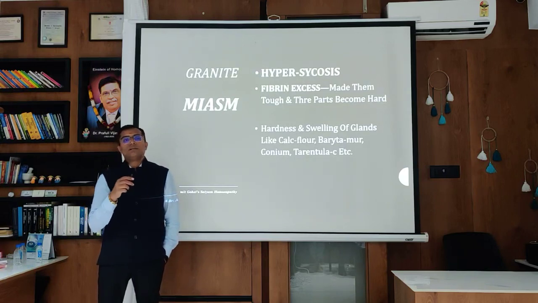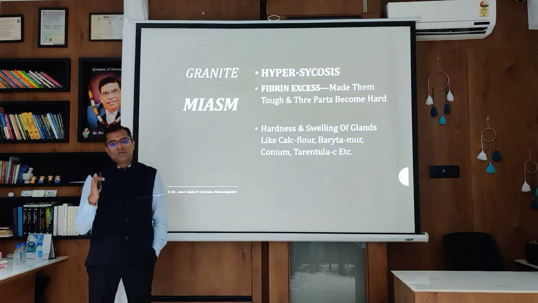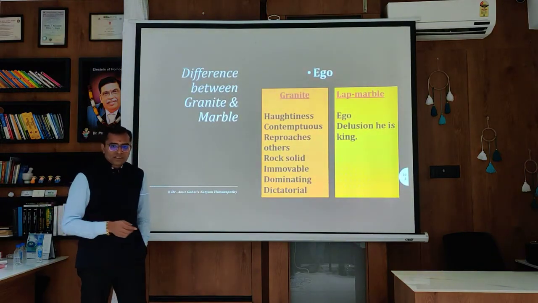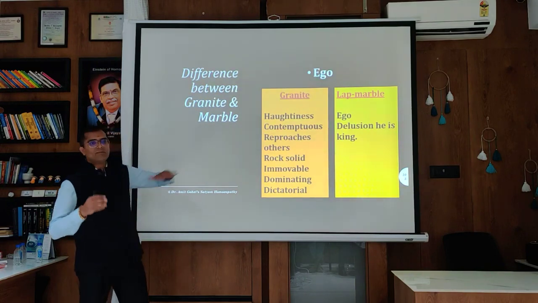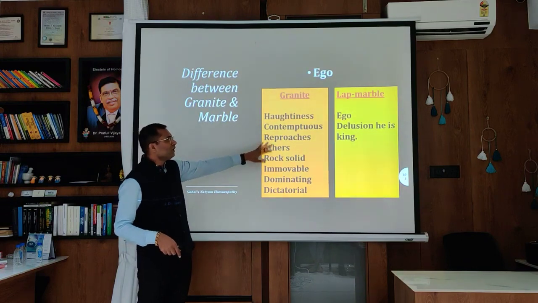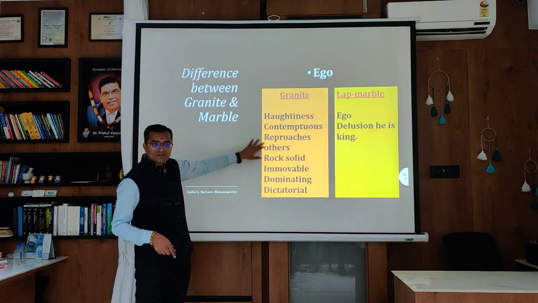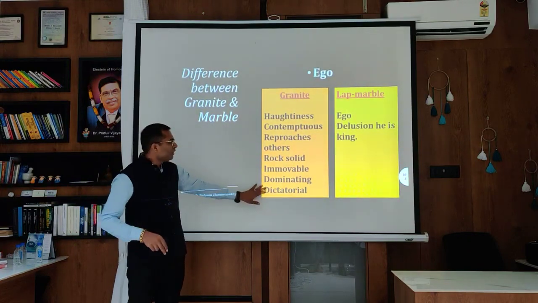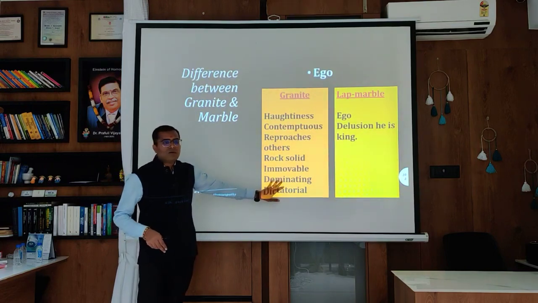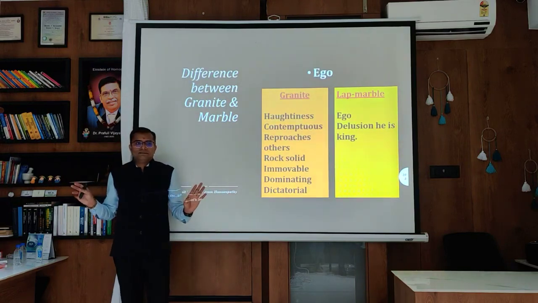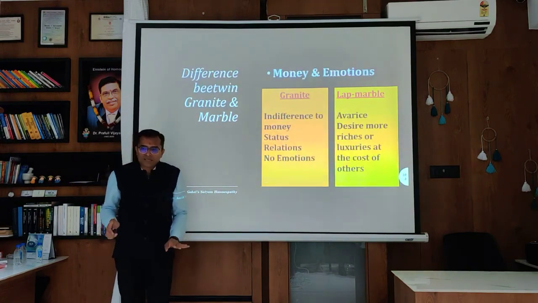Hardness is mostly in the glands. Hardness of the glands can be found in calcarea fluorica, baryta mur, conium, tarantula, granite, etc. So what is the difference between granite and marble? Both are from the same family. Granite has more haughtiness, is more contemptuous, reproaches others like platina. Rock solid, unmovable like nitric acid, dominating and dictatorial like lycopodium. Whereas marble has ego, delusion: he is a king.